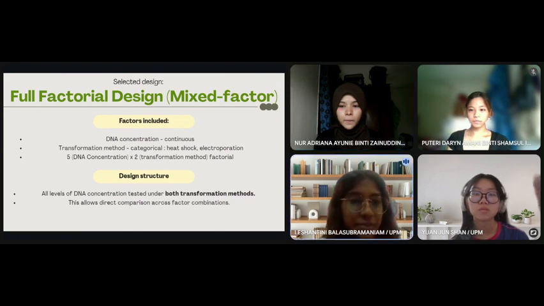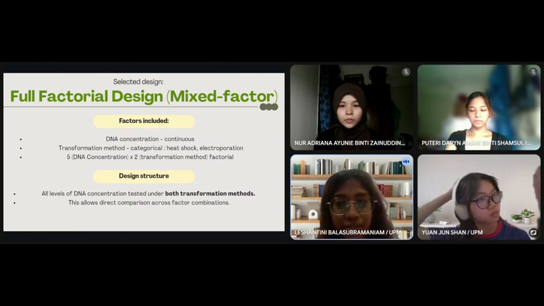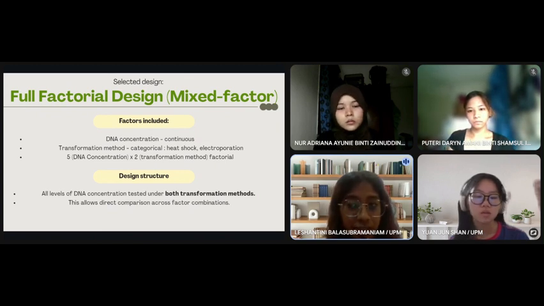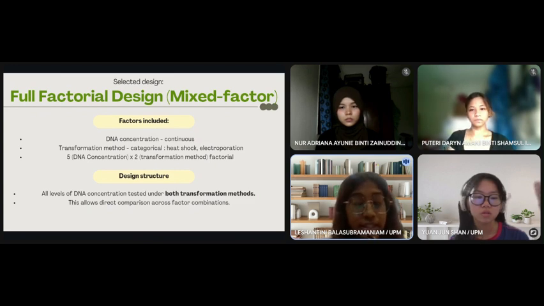Okay, so now I will be talking about why we chose this design, which is the full factorial design. Based on our experimental factors and objective, we have selected a full factorial design. This is because we have two factors, which are DNA concentration, which is continuous, and transformation method, which is categorical. A full factorial design allows us to test all combinations of the DNA concentration levels and transformation methods within a single experiment.